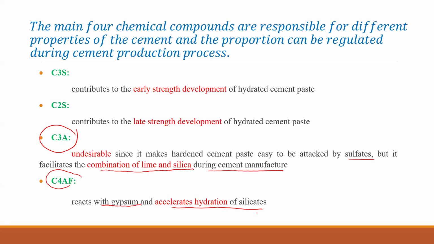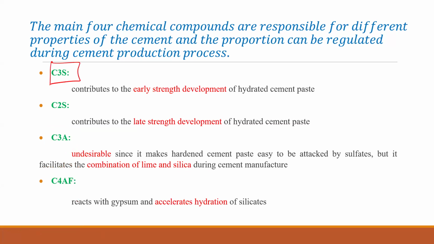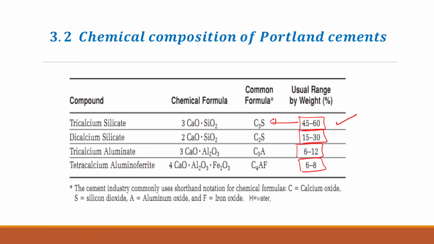However, if you can see, the main component that we have is C3S, and then the next one is C2S. If you remember, we can see 45 to 60% is C3S and 15 to 30% is C2S. And these two, C3A and C4AF, are very small amounts. Even so, in some situations these small amounts are also critical. However, mainly these two are the main components that we have.